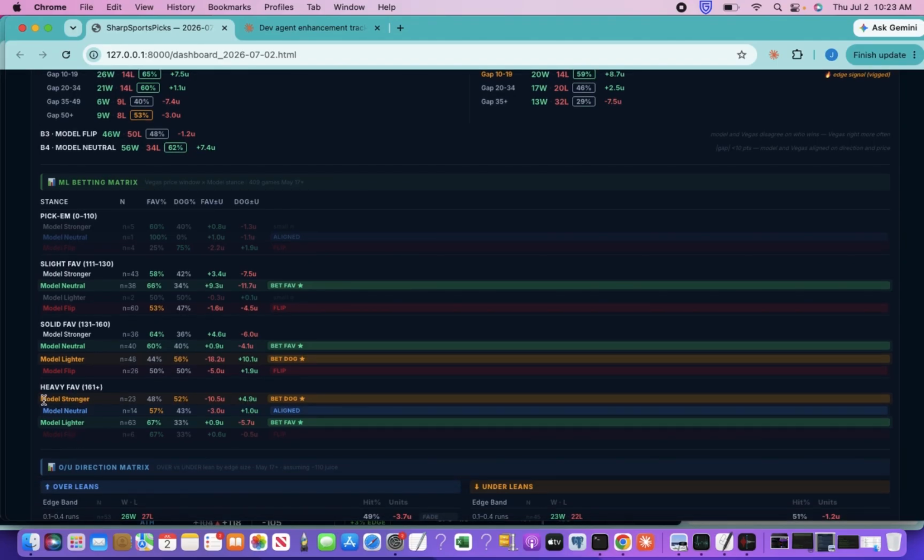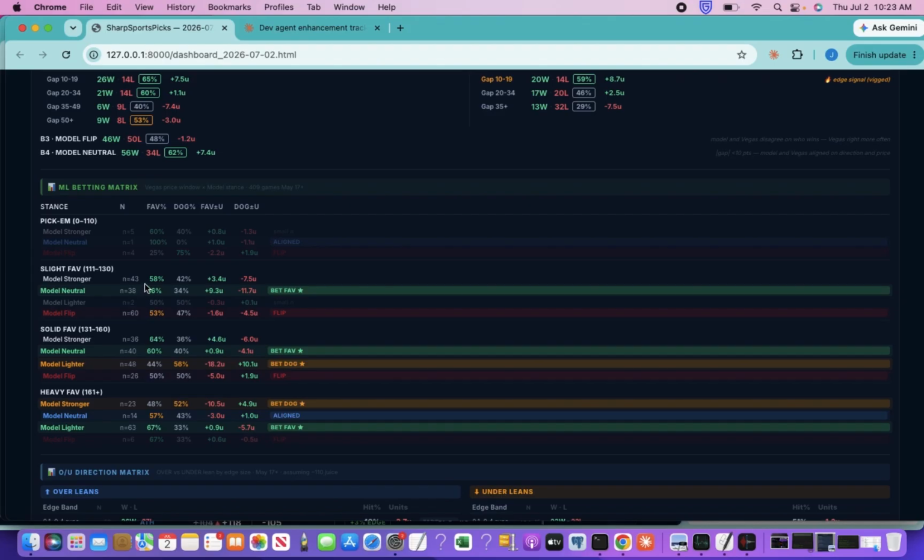I'll take that. And then heavy favorites, it makes sense that if the model's stronger than what Vegas has, and if it's a minus 161 line, you're going to be down. And it's actually interesting that the underdog wins those 52% of the time. But I think that's more noise than anything else. But you're never betting minus 161 favorites, hopefully, or like a minus 200 favorite. I would hope not.